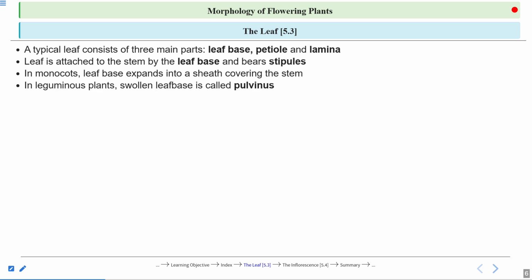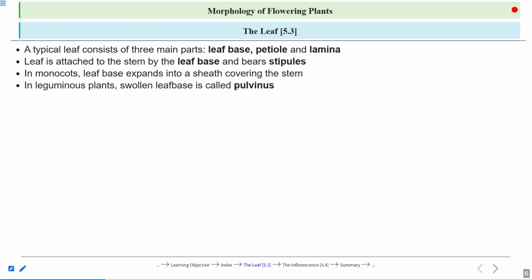In leguminous plants, what happens here? A swollen leaf base is called pulvinus. So in leguminous plants, the leaf base is swollen and that is known as pulvinus. Now what is pulvinus? It is a swollen leaf base structure that helps in leaf movement. This is a very important role of the pulvinus. How does it help in leaf movement?